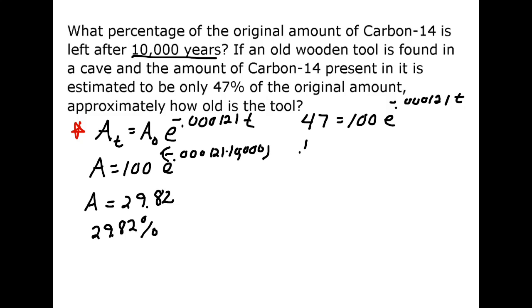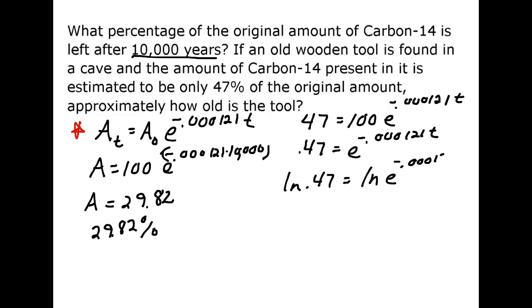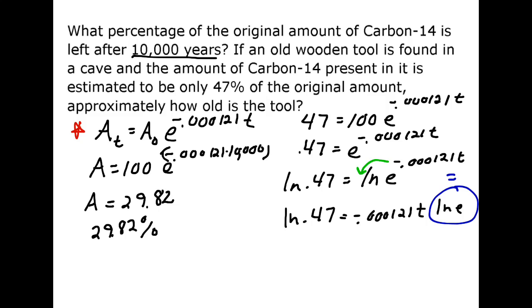So divide out the 100 and we have 0.47 equals e to the negative 0.000121 t. And take the natural log of both sides of the equation. And you can go ahead and use your power rule for logarithms. So we have natural log of 0.47 equals negative 0.000121 t times natural log of e, and then the natural log of e is just equal to 1.